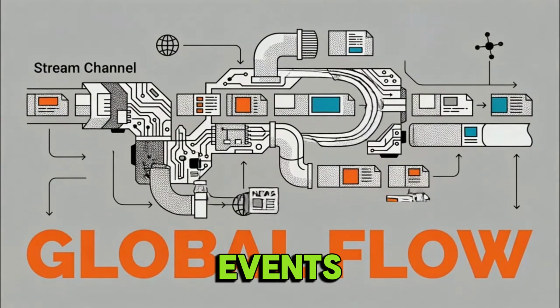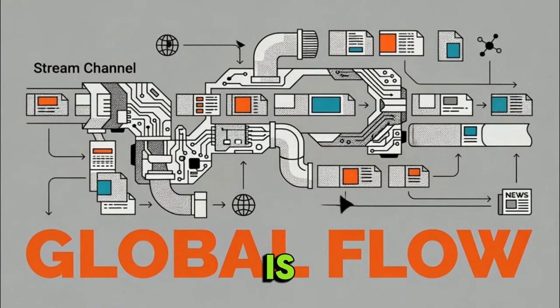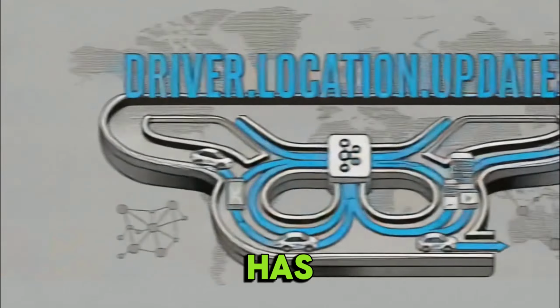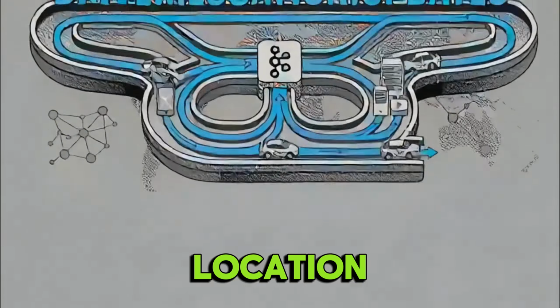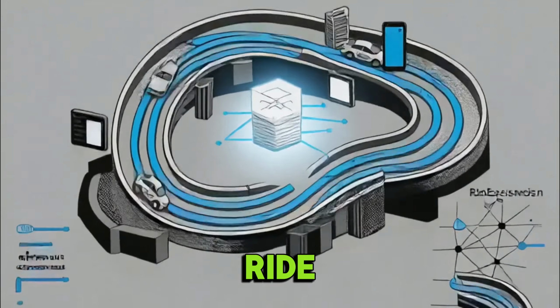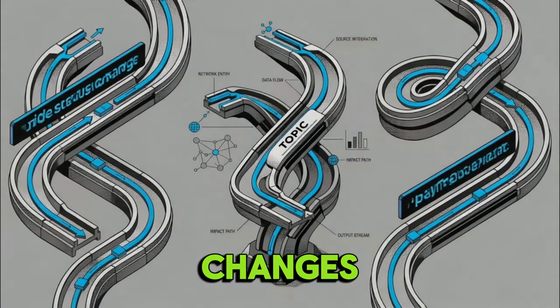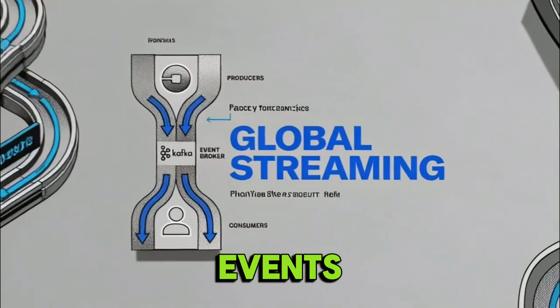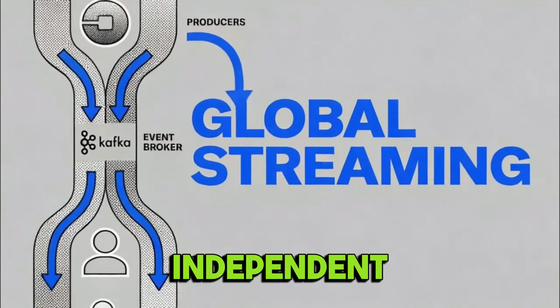Kafka organizes events into topics. A topic is a named stream of events. Uber has a topic called driver.location.updates, another called ride.status.changes, another called payment.events. Each topic is an independent event stream.